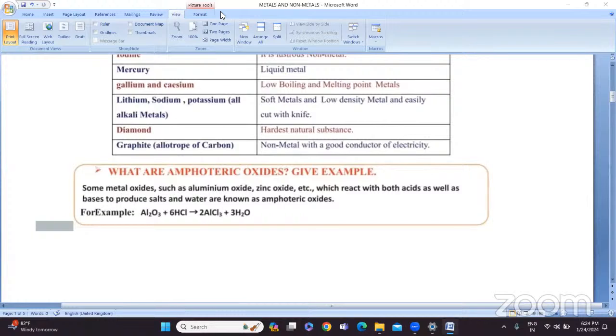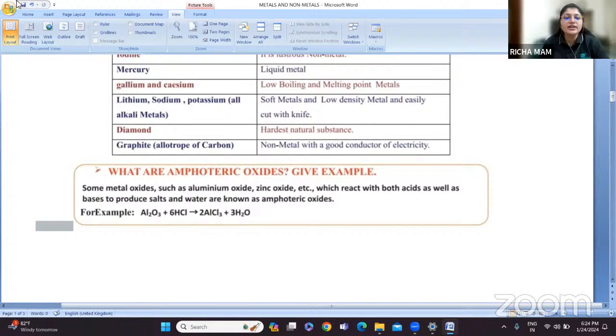For example, zinc oxide. These are amphoteric in nature. That is, they react both with acids as well as bases, and they produce salts and water. So there are some oxides which react with both acids as well as bases to produce salts and water, and thus these are called amphoteric oxides. You can see the example Al2O3 plus 6HCl giving you 2AlCl3 plus 3H2O. So this is the amphoteric oxide.